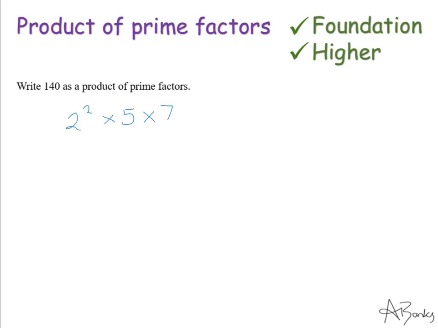Now there is a way I can actually check my answer here. I'm saying that 140 can be written as 2 squared times 5 times 7. So let's check that out and see if it works. I know that 2 squared is 4, so I've got 4 times 5 times 7. Now I can do this in any order I want, multiplying doesn't matter. So I'm going to do 4 times 5 first is 20, so I've got 20 times 7, and 20 times 7 is 140. So not only do I know that I've done this question right, I've banked those marks. It would probably be a 2-mark question.